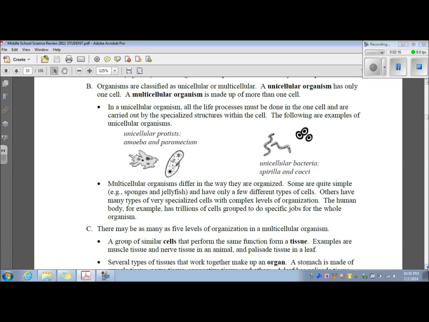The following are examples of unicellular organisms. Unicellular protists, such as amoeba and paramecium. Unicellular bacteria, such as spirilla and cocci.